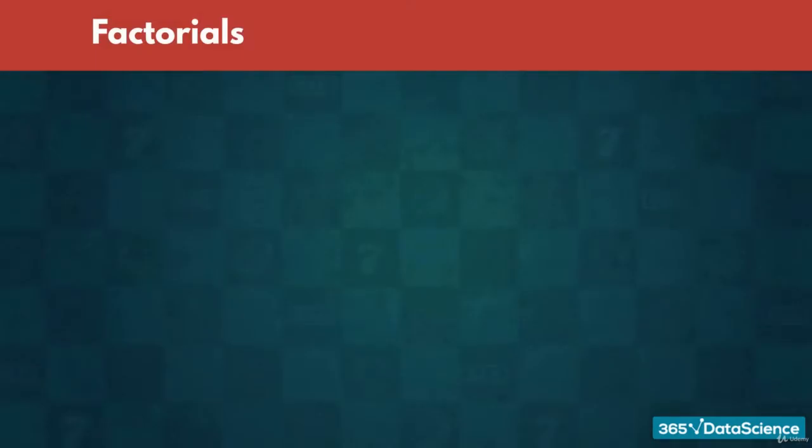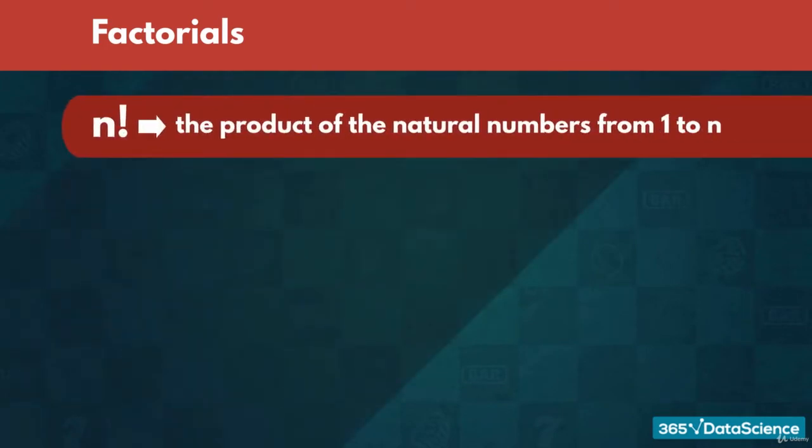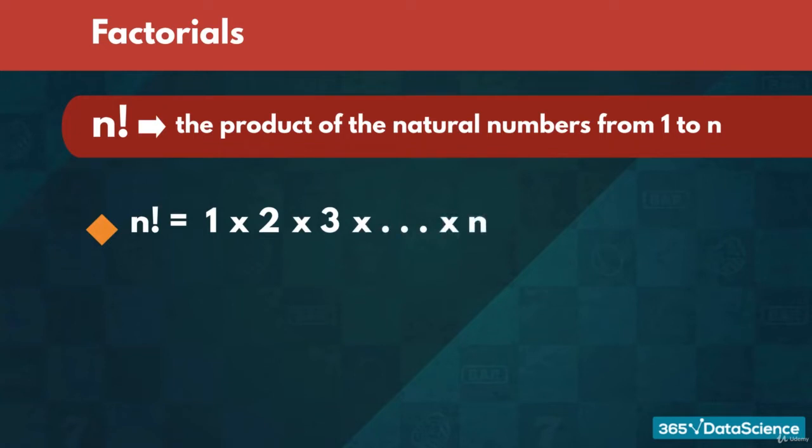Hello again. This is going to be a short optional lecture explaining factorials. The notion n factorial is used to express the product of the natural numbers from 1 to n. This means that n factorial equals 1 times 2 times 3 all the way up to n. For instance, 3 factorial is equal to 6, since 1 times 2 times 3 equals 6.